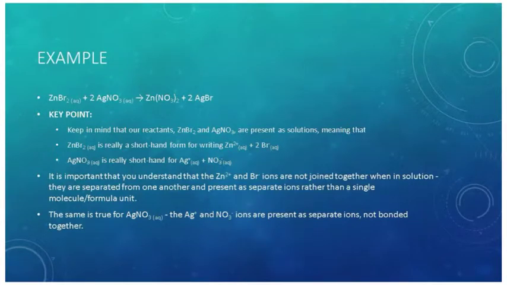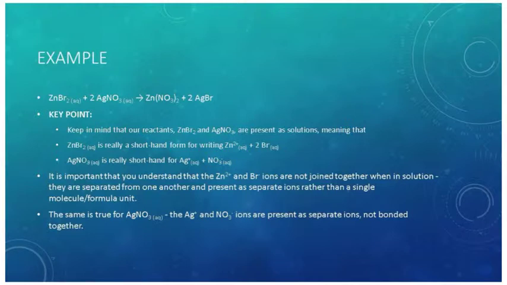So here's our first example. We have ZnBr2 in aqueous solution and 2 AgNO3 in another aqueous solution, which will give us Zn(NO3)2 plus 2 AgBr. Now we don't know if either of those are going to be solids, and the only way this reaction will occur is if one of them is a solid.